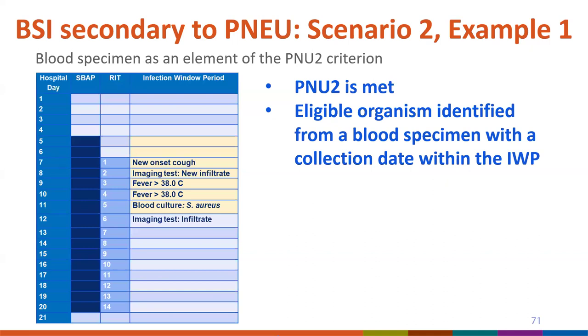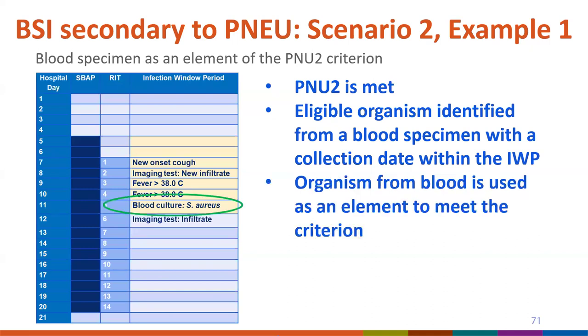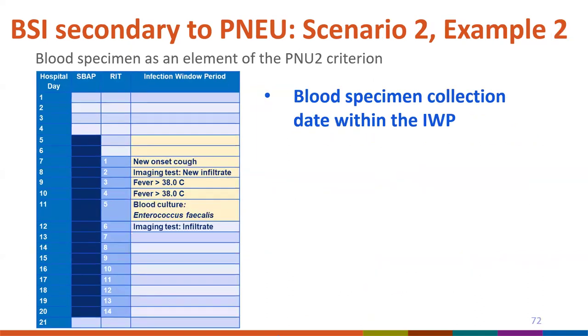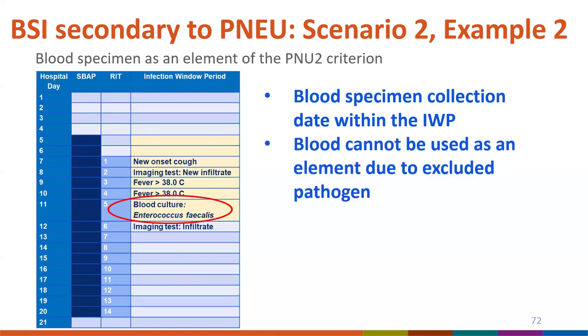This example is straightforward. A blood specimen with Staph aureus is collected within the IWP, and the organism is used as an element to meet Nu2. And the BSI is attributed as secondary to Nu2. In this example, the organism identified from the blood, Enterococcus faecalis, is an excluded pathogen, so the BSI cannot be secondary to Nu2.